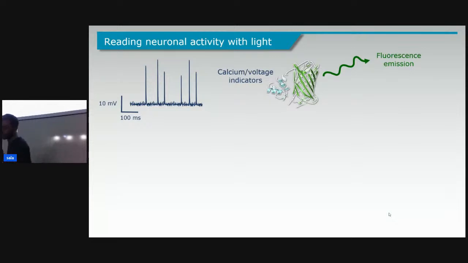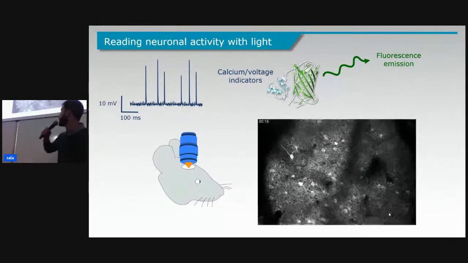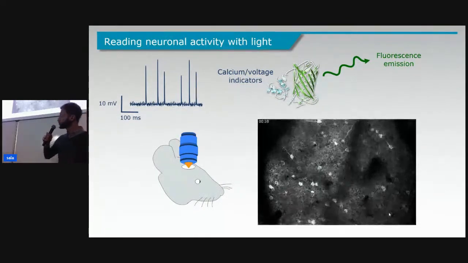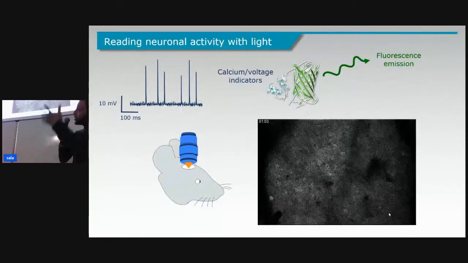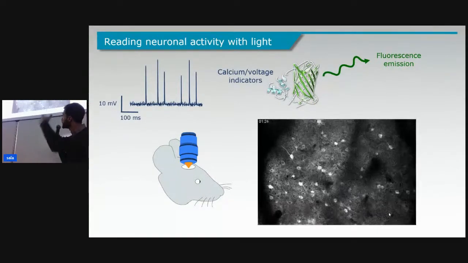So now if we put a neuronal network under, for example, in this case, a two-photon microscope, then you can see that we can actually pick up the neuronal activity from individual neurons, and we can actually infer back the neuronal signal, the electrical signals, by looking at variation of fluorescence that is coming out of the neurons.